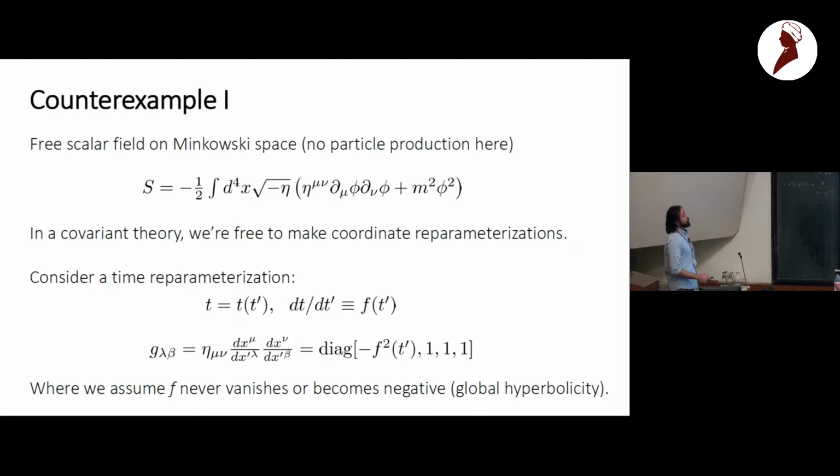But in a covariant theory, we're free to make a coordinate reparametrization. So consider a time reparametrization, like we do in the effective theory of the adiabatic mode. When I do that, I have a fake metric. I mean, it's still a Minkowski metric, just written in a funny coordinate system. Of course, I'm going to put some conditions on F that it never vanishes or becomes negative, i.e. I preserve global hyperbolicity of whatever coordinate system I have.